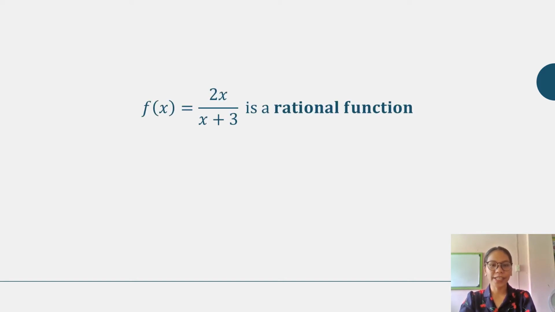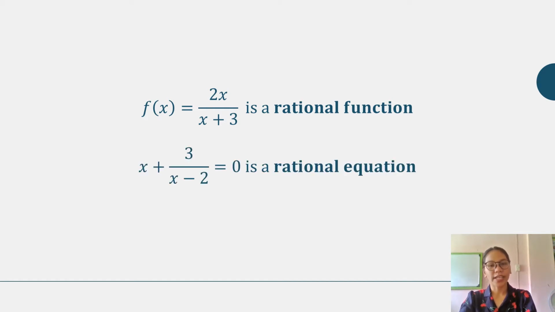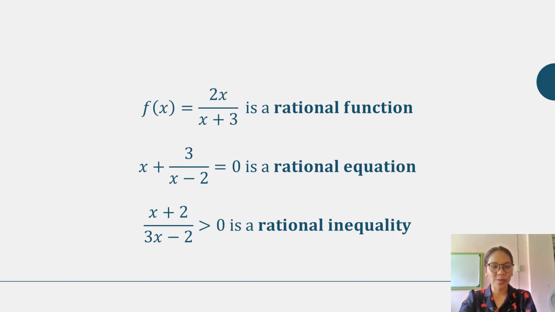So we have here our rational function. If we have the function form f of x equals 2x over x plus 3, that is a rational function. If we have a rational equation, we have x plus 3 over x minus 2 equal to 0. So we have here equal to 0. And for a rational inequality, we have x plus 2 over 3x minus 2 is greater than 0. So that's how we distinguish a rational equation, function, and inequality. We're just going to look at the symbols or the notation used.